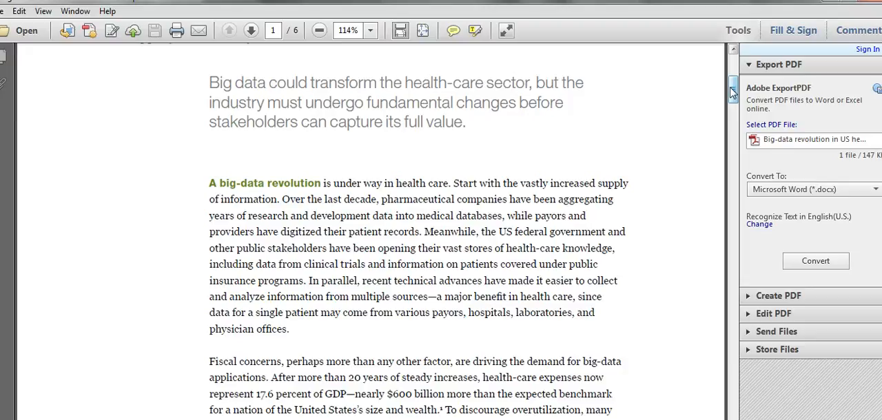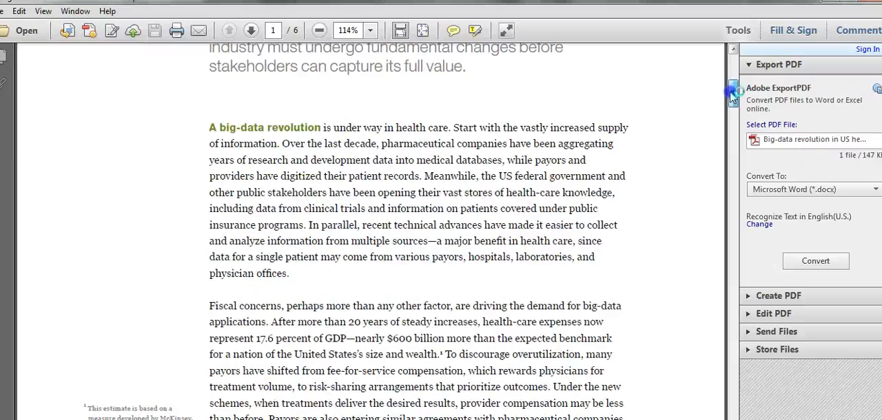Over the last decade, pharmaceutical companies have been aggregating user research and development data into medical databases, while payers and providers have digitized their patient records. Meanwhile, the U.S. federal government and other public stakeholders have been opening the vast stores of healthcare knowledge, including data from clinical trials and information on patients covered under public insurance programs. In parallel, recent technical advances have made it easier to collect and analyze information.